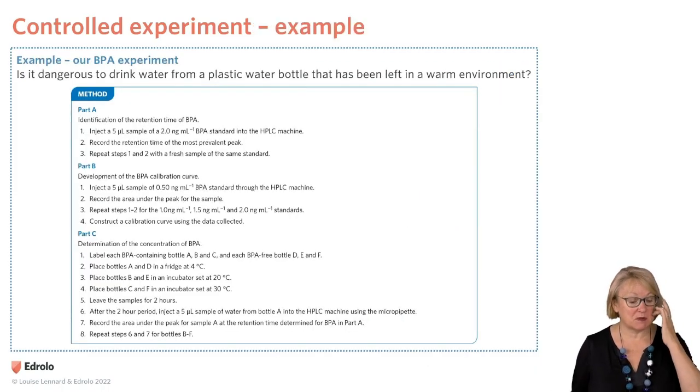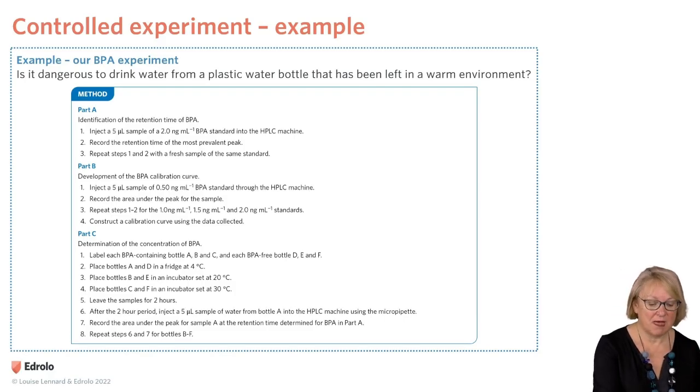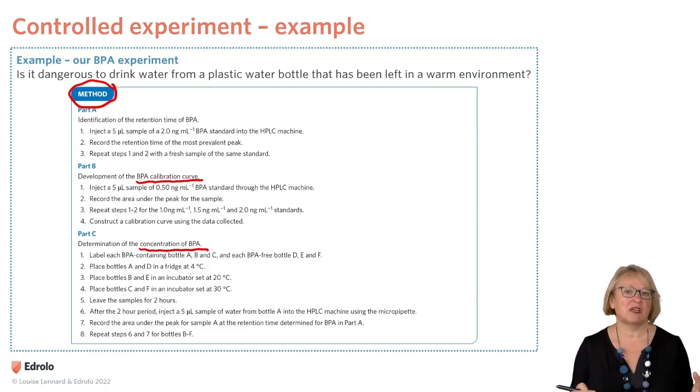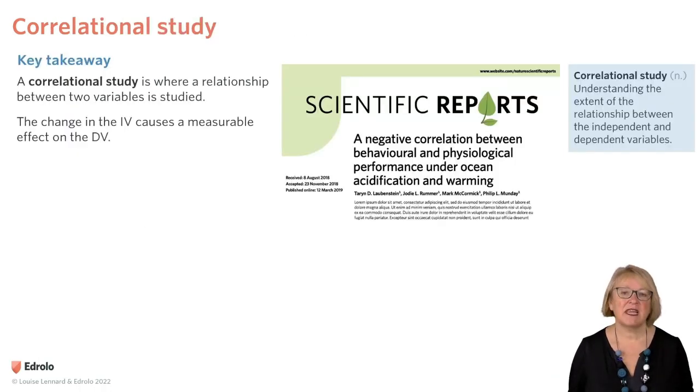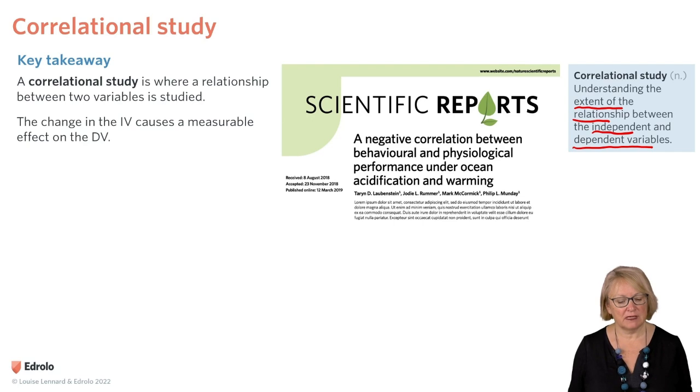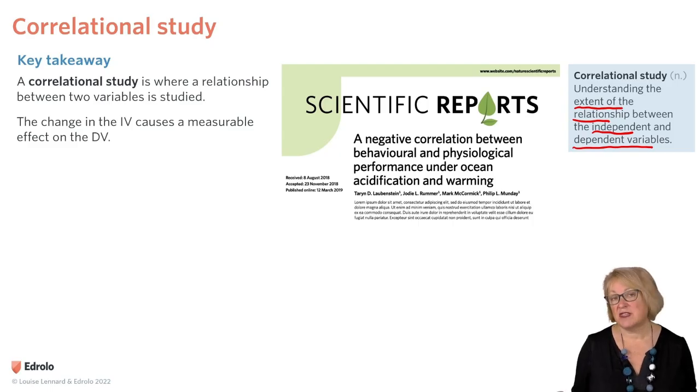So in our BPA experiment, we have a method. Using a similar technique to the colorimetry, we construct a calibration curve, and then the test samples that have been stored under different temperatures, we determine from our calibration curve the concentration of the BPA. Okay, the next type of methodology is a correlational study, and that's understanding the extent of a relationship between the independent and dependent variables. And an example might be where the relationship is studied. The change in the independent variable causes a measurable effect on the dependent variable.